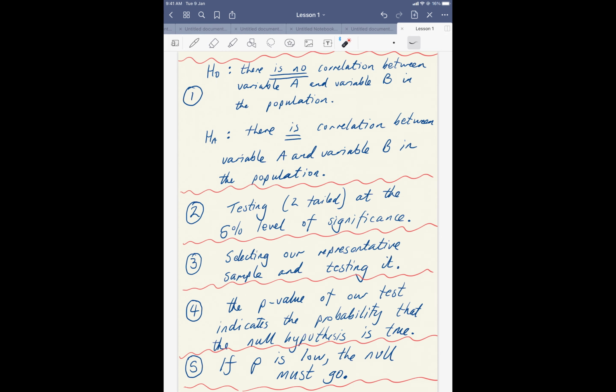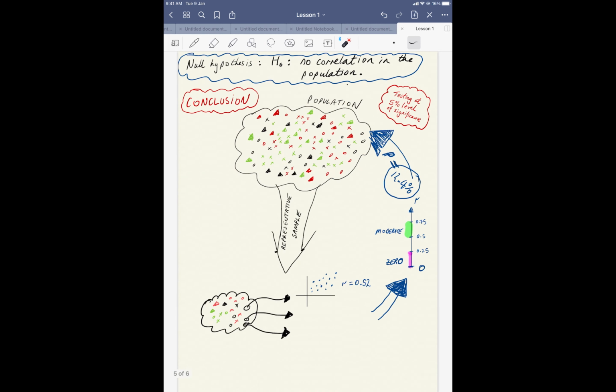And then the final thing is, how do we know when we've got enough evidence to reject the null? Well, if p is low, then the null must go. So if the p-value is lower than the significance level, the null must go. So if we go back here, the conclusion over here would be that my p-value was 12.4%, and that's greater than the 5% significance level. So we are going to hold onto the null. And then in words, our conclusion is that there is no correlation between these two variables in the population.